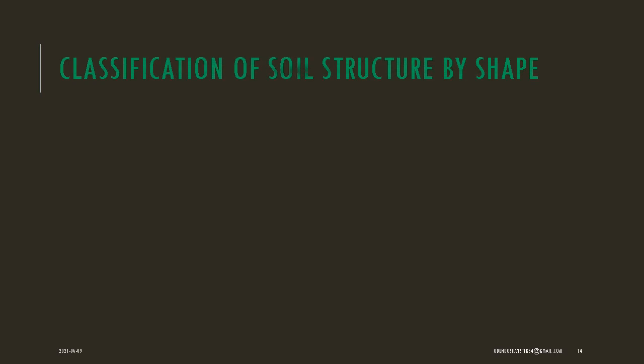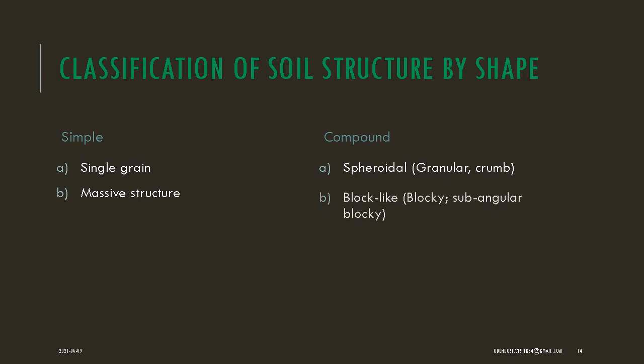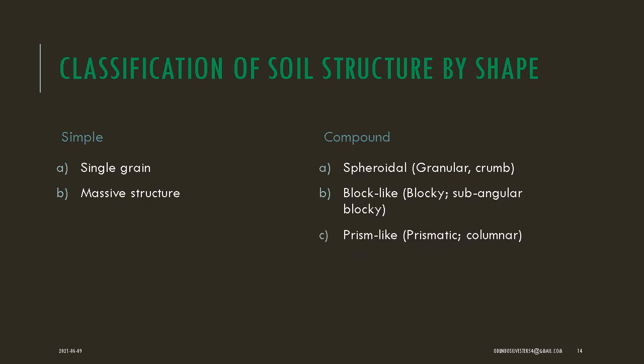Now, classification of soil structure by shape. We have simple, and under simple, we have single grain and massive structure. Then the next, we have compound. Under compound, we have spheroidal, for example granular; block-like, blocky, subangular blocky; and prism-like, for example prismatic, columnar; and platey-like, flat, plate-like. These are found in compacted soils. Remember, when we are talking about compacted soil, we are talking about soils where you may end up finding hard pans.